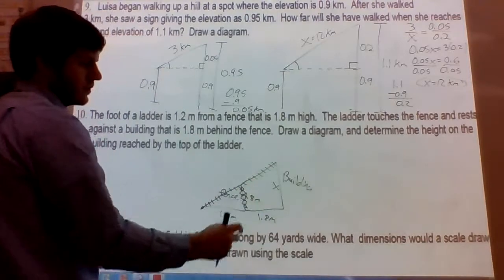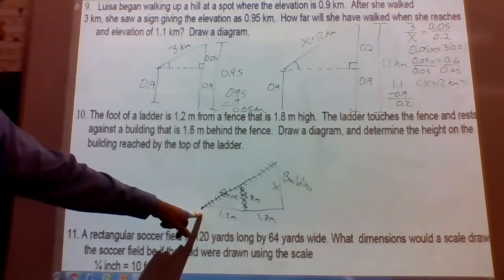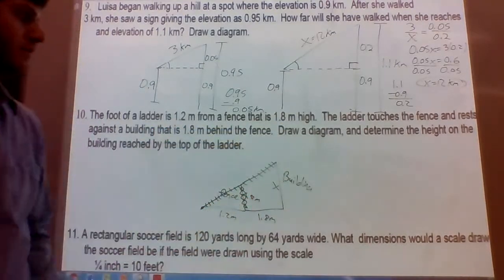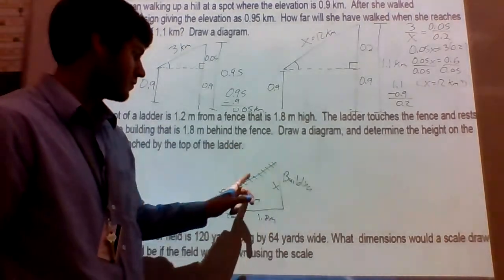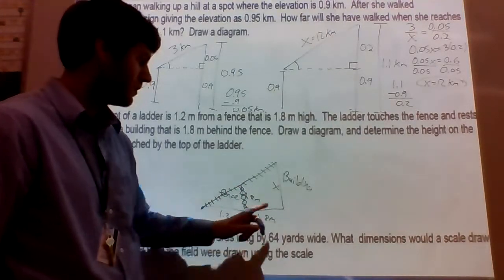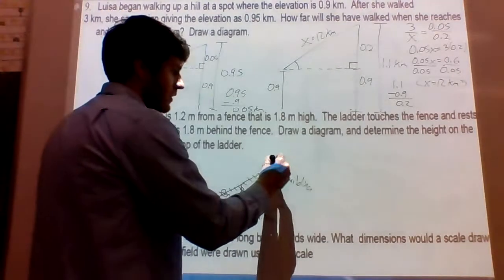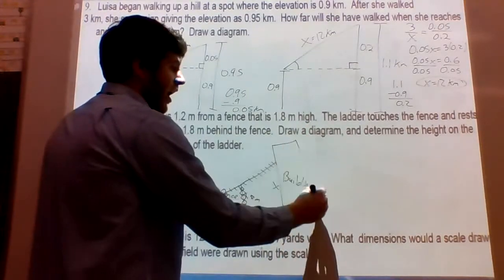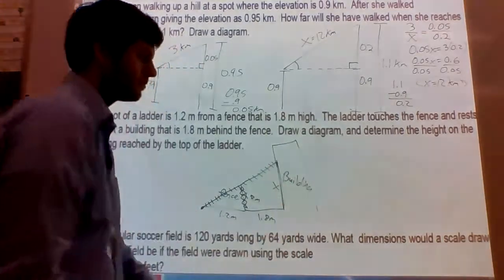So we have a fence. 1.2 meters from it is the foot of the ladder, meaning the base of the ladder. The fence is 1.8 meters high. The ladder touches the fence and rests against a building that is 1.8 meters behind the fence. Here's the building. Draw a diagram and determine the height of the building reached by the top of the ladder. So how high does the ladder reach? It's going to reach this distance here, which we're going to call x.